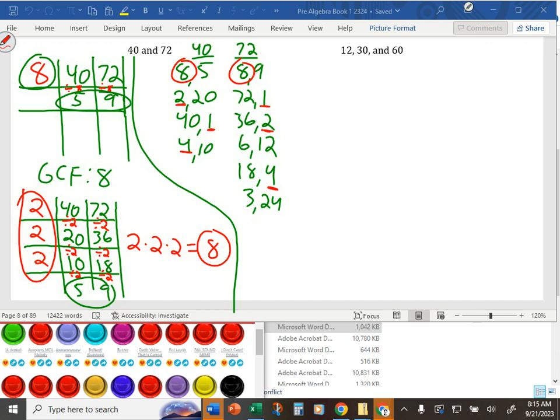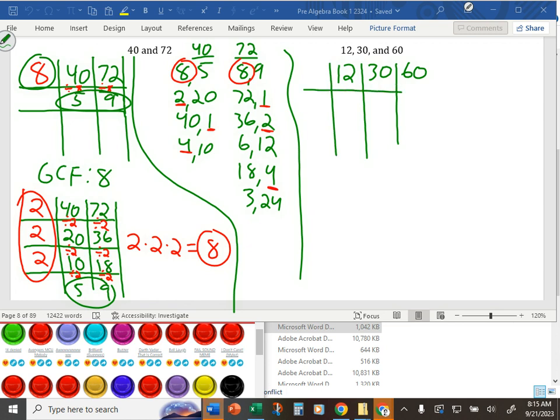Okay. 12, 30, and 60. Can we use the table method for 3 numbers? Yes, we can. Let's do it. 12, 30, 60. What is a common factor? What goes into 12, 30, and 60? Jillian, 6 does. We'll do that in red. 6. If we divide by 6, divide by 6, divide by 6.